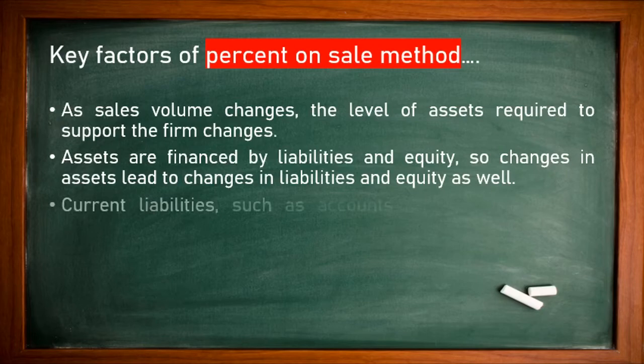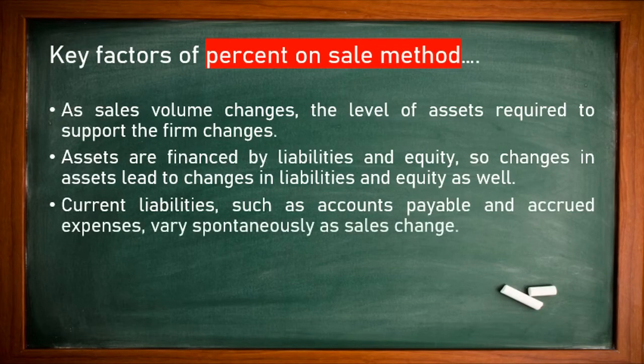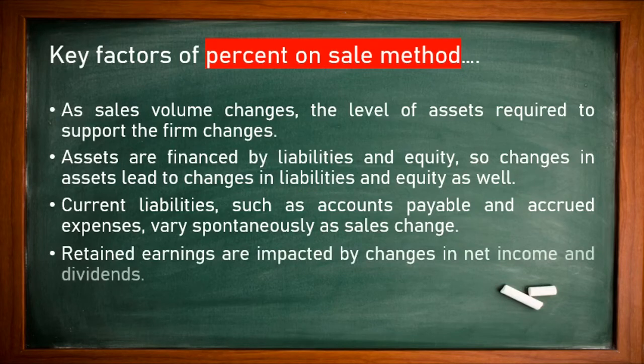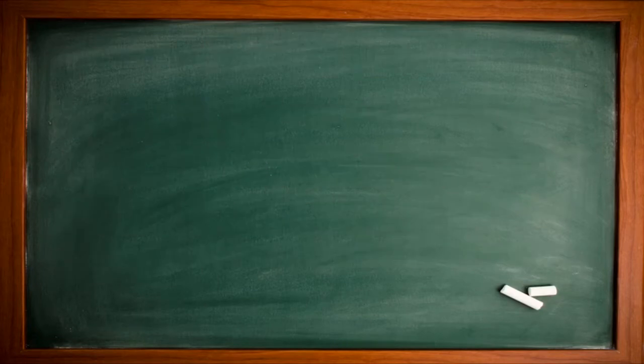Moreover, current liabilities such as accounts payable and accrued expenses vary spontaneously as sale changes. This is also something you are very much aware of. Retained earnings are impacted by changes in net income and dividends.